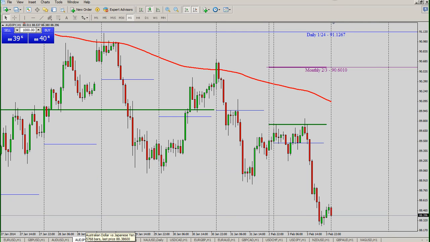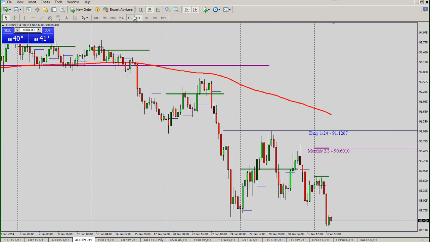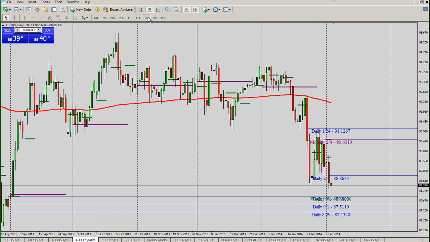Not doing too terribly much on this Aussie yen for the moment. It looks like we might be forming a little bit of a bear flag on this chart, but remember we have a lot of Aussie news coming out, so that's going to affect these Aussie pairs quite a bit. So keep an eye on that.